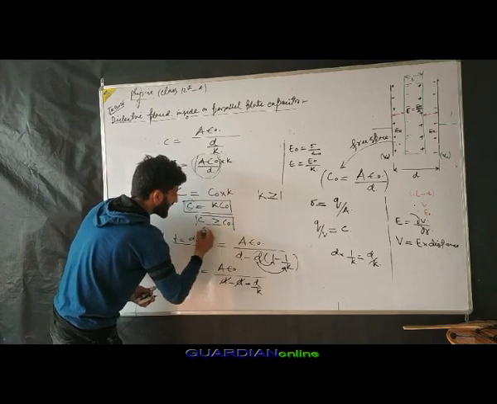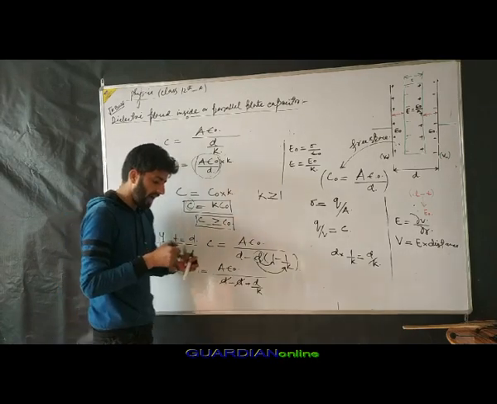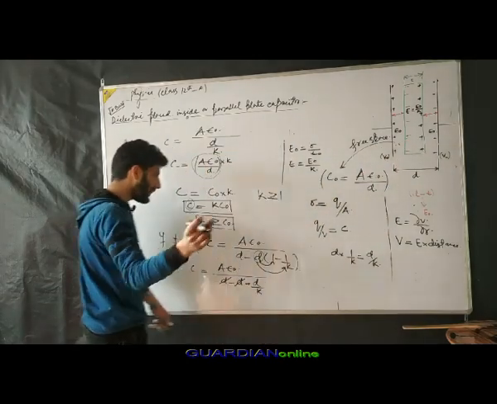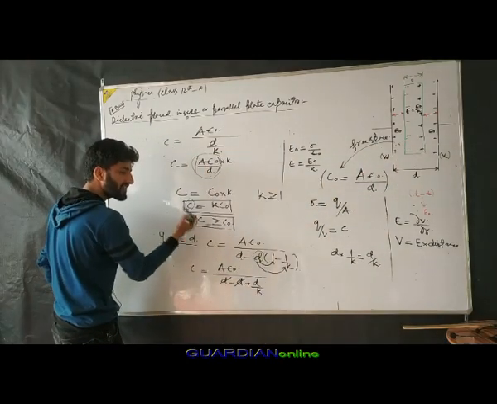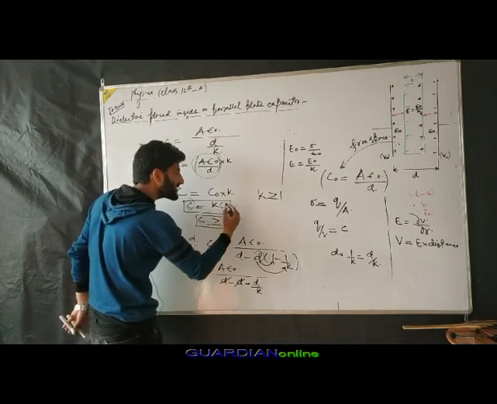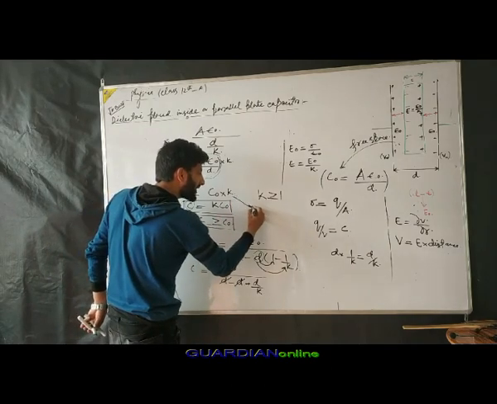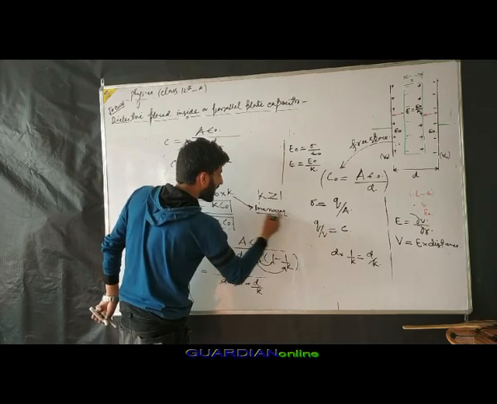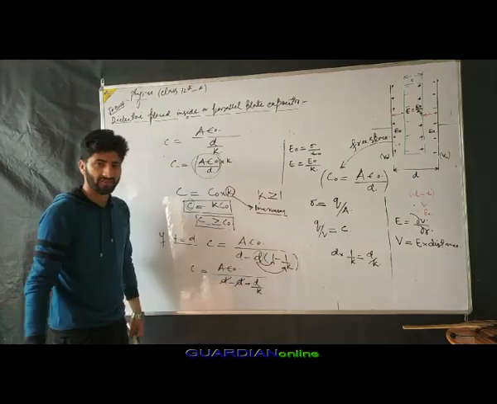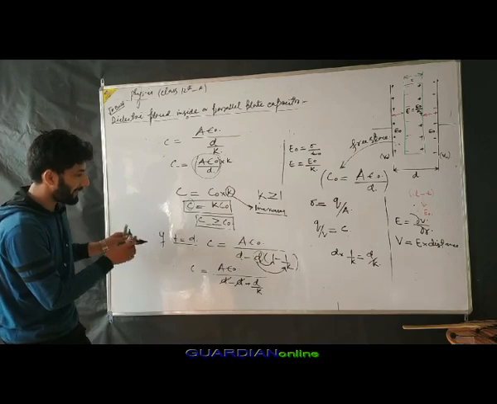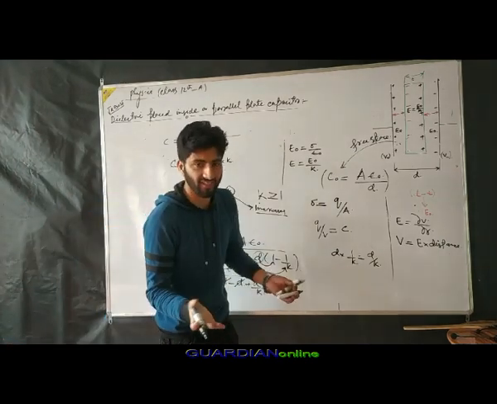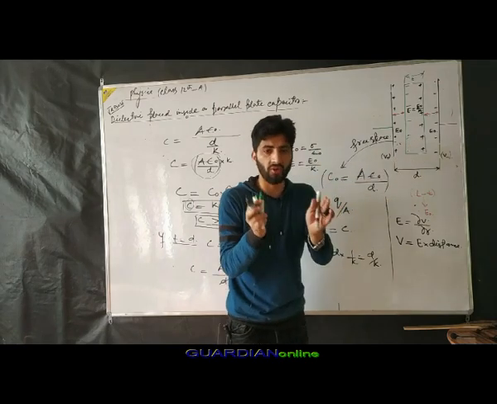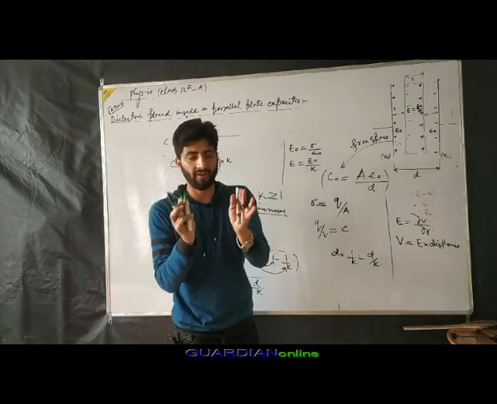So the capacitance with the dielectric medium inside the plates increases. The capacitance increases by a factor K, the dielectric constant. The capacitance of a parallel plate capacitor increases because a dielectric medium is introduced between the plates of the parallel plate capacitor.